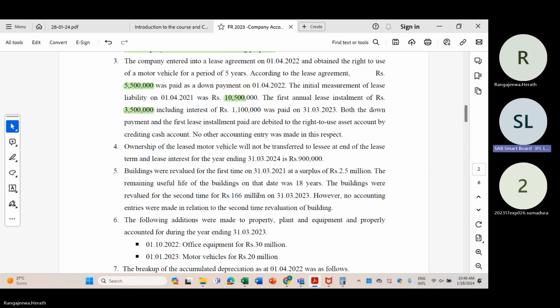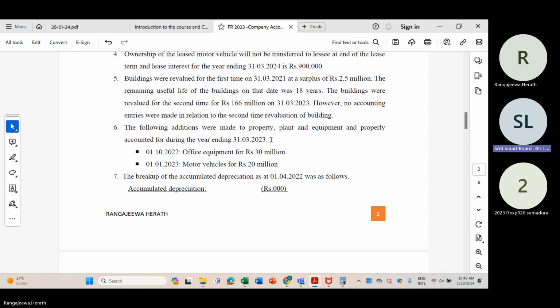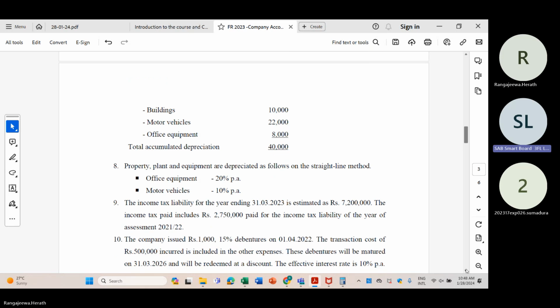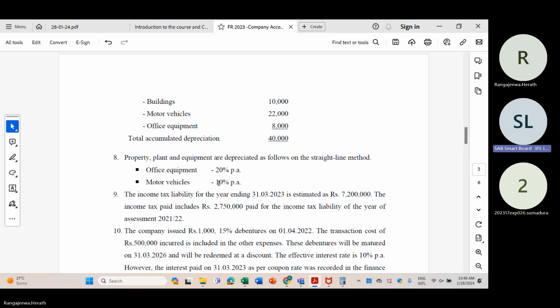So we have a revaluation, second time revaluation, and then we have some addition for the property, plant and equipment during the year. This is to complete the PP note. Accumulated depreciation phase has 40,000, and the breakup is given as 10, 22, 8, 4. The active depreciation straight line method depreciation rates are given. Income tax liability for the year given, and the tax paid include 2,750,000 for the last year. Yeah, there is a late payment within this year's payment.